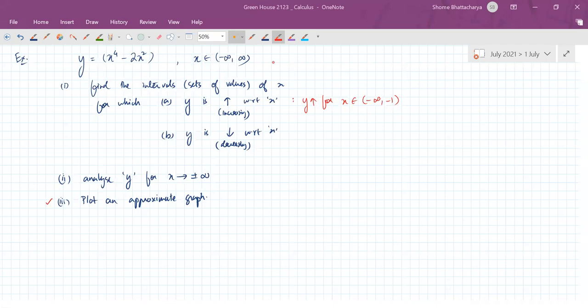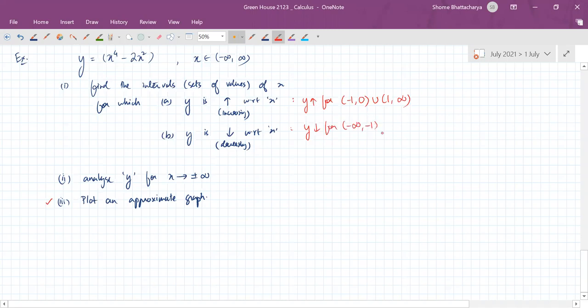Minus infinity to minus one union with one to infinity. Okay. And y will be decreasing. Oh, sorry, not this. Minus infinity to minus one, that's correct. Whereas y is decreasing for that interval, minus infinity to minus one, then union with 0 to 1.